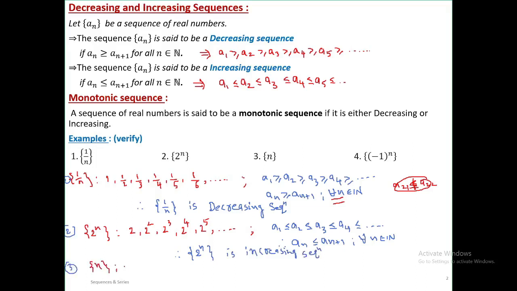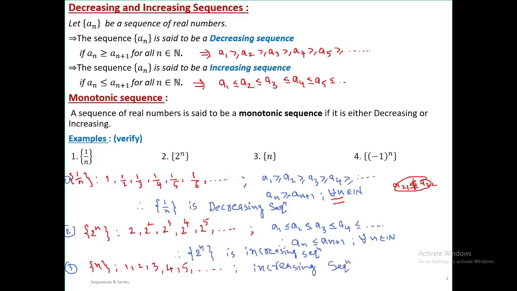So now what is the first term? 1, second term is 2, third term is 3, fourth term is 4, fifth term is 5, and so on. So it is also the same. What kind of sequence is it? It is an increasing sequence. Directly I am writing, it is an increasing sequence.